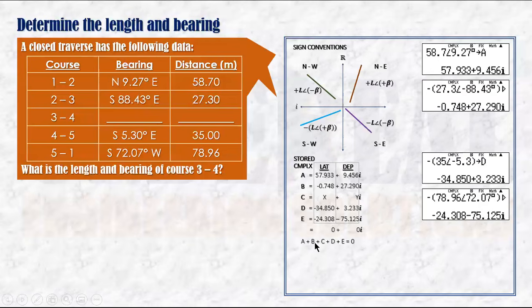So A plus B plus C plus D plus E must be equal to 0. That means if you want to solve for C, because that is the unknown, C is equal to negative A minus B minus D minus E. So, I transpose them to the other side.